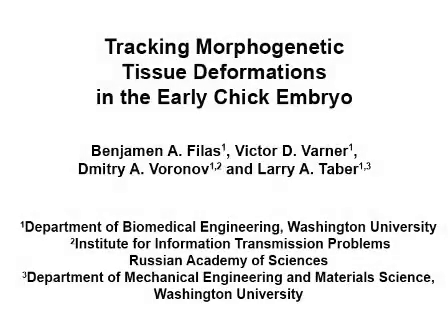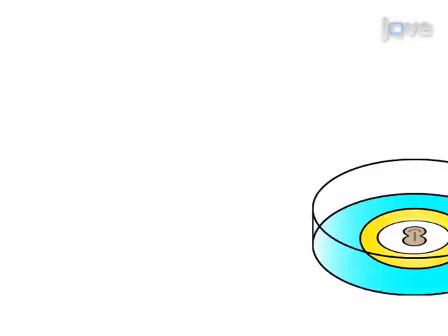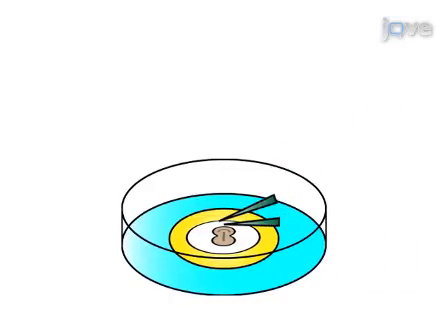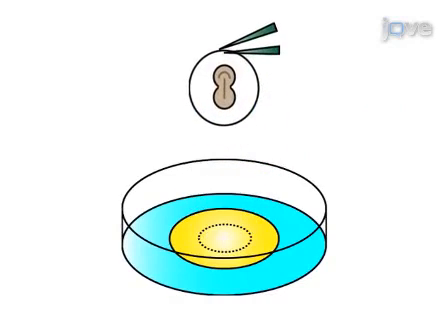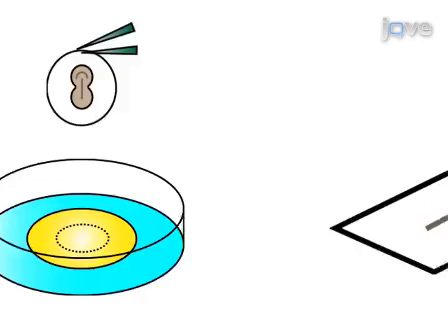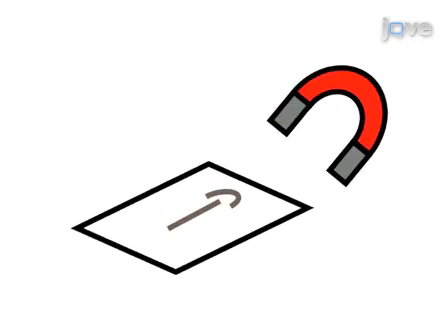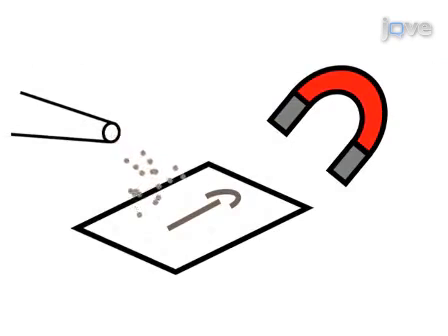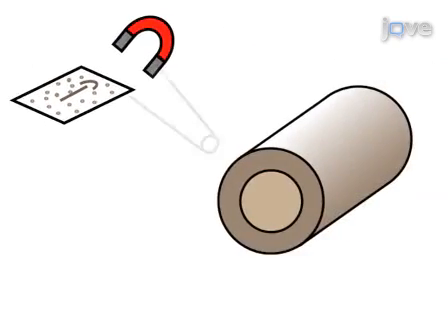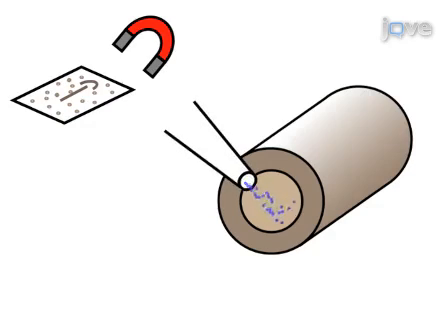The overall goal of the techniques presented here is to label and culture embryonic tissues for measuring morphogenetic deformations during early development. For culture of the early chick embryo, begin by removing the embryo from the egg using a filter paper carrier method. Depending on the experimental application, label the extracted embryo with fluorescent lipophilic dyes delivered via magnetic iron particles or with polystyrene microspheres.